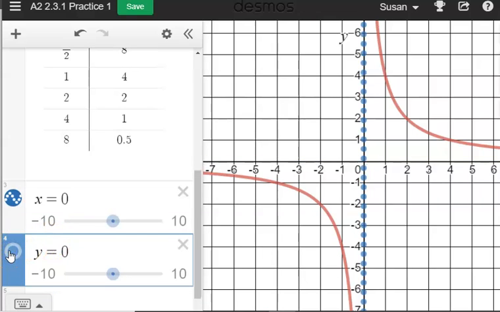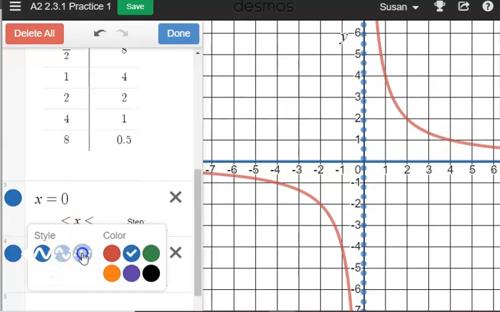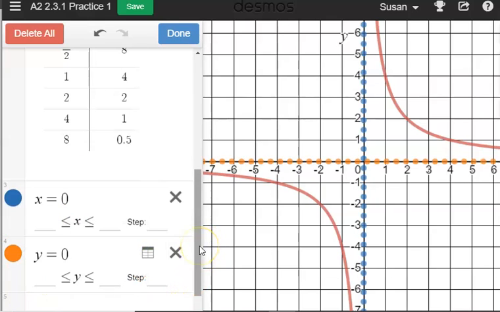And then you could change it up here with the gear. Make it a dotted one, maybe make this one orange or something. And then you can see your horizontal asymptote is the other one on the graph.